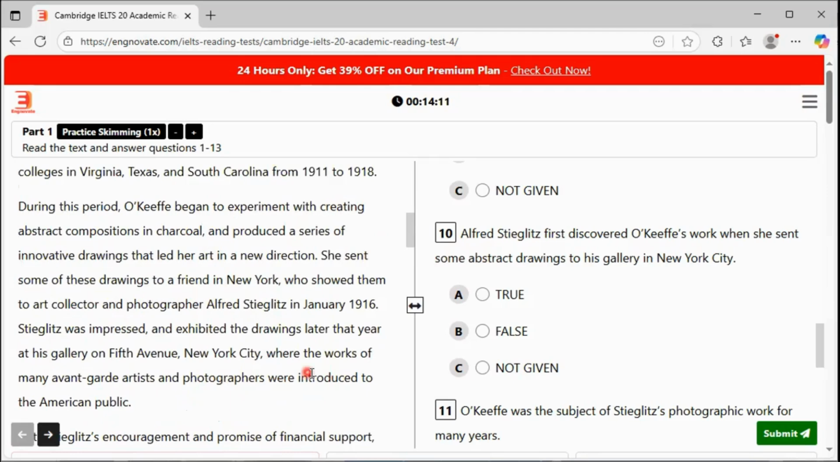Now, let's study this thing closely. This is a tricky one. I want to show you something. Alfred Stieglitz first discovered O'Keeffe's work.